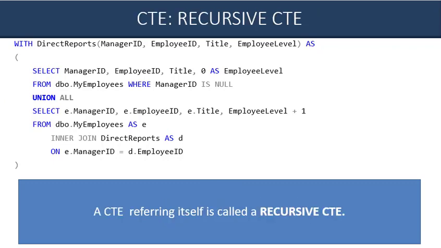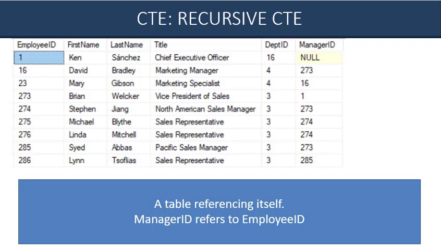A CTE referring to itself is called a recursive CTE, and it is referencing itself within a query inside it. Recursion is a way to process hierarchical or tree-like structures. In a DBMS, recursive records are stored as self-referencing tables. Here is an example of a self-referencing employee table. It contains a manager ID field as a foreign key, which refers to the employee ID primary key. You can use recursive CTEs to process tables like these.